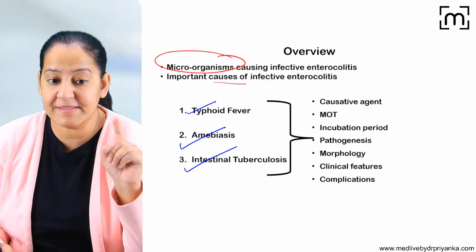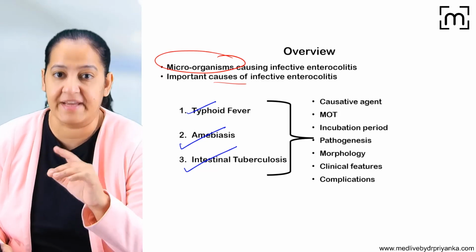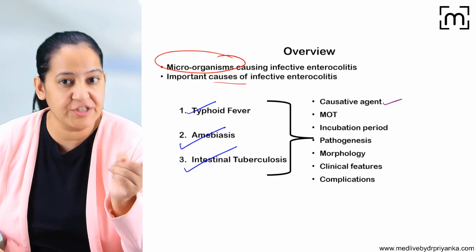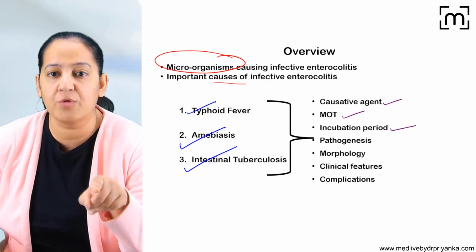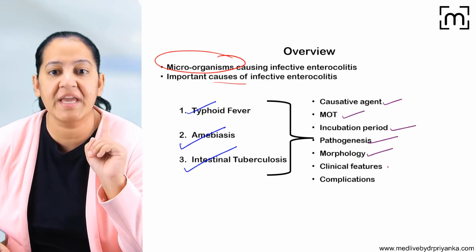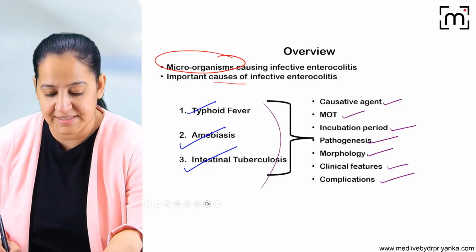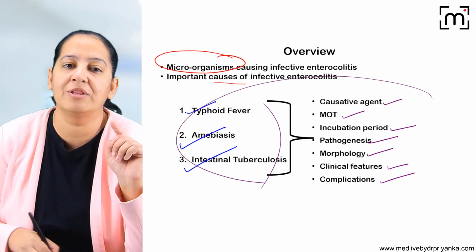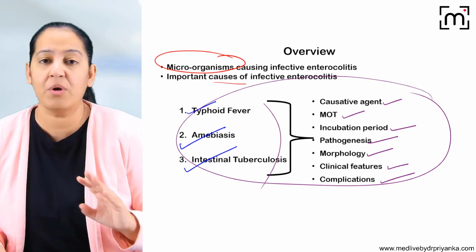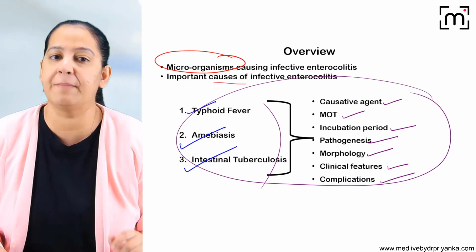We will be discussing the three under a fixed set of headings. I will let you know the causative agent of each of them, the mode of transmission, incubation period, pathogenesis, morphology, clinical features and complications of each of them. If you are getting a long question, as I told you, you have to write down all three in a comparative manner. You can also learn it that way. I will give you a comparative table between them.